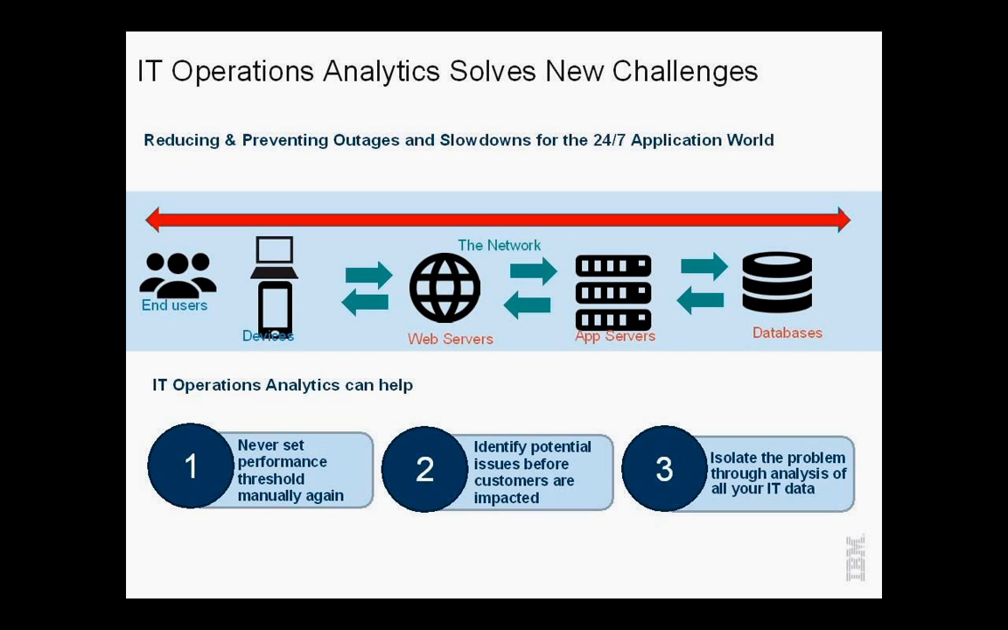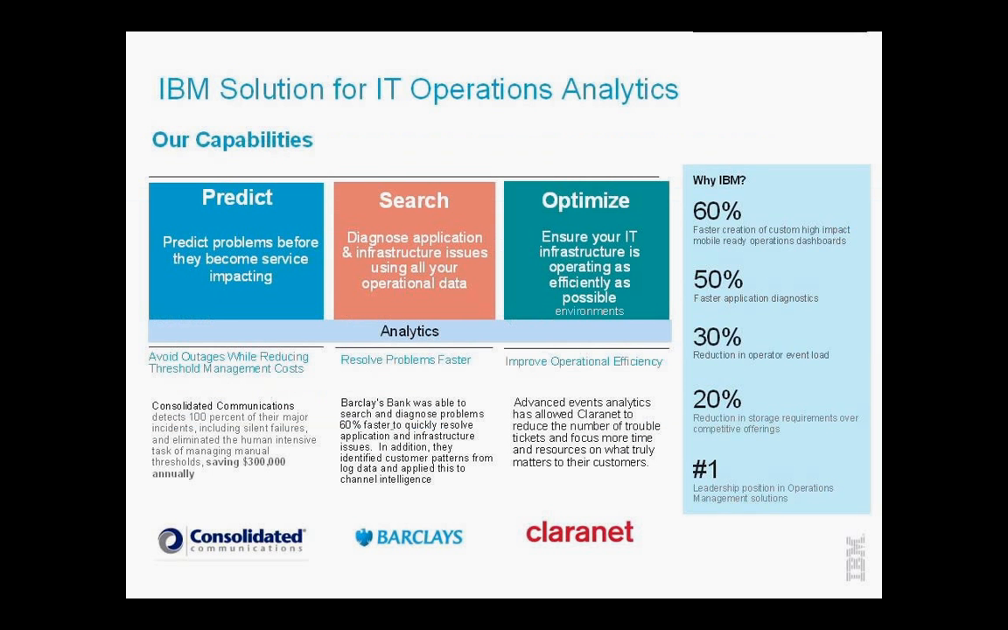So the way IBM looks at IT Operations Analytics is we further subdivide it down into 3 pillars. So the first is around predictive analytics, being able to predict problems before they become service impacting. Again, that's a shift to the left. How can I get alerted sooner when there's an emerging issue in my environment?